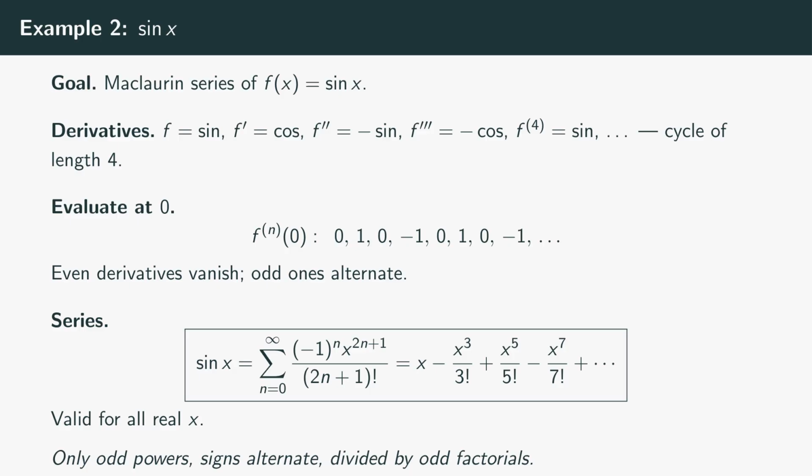Every even index derivative gives 0, which kills the even powers in the series. Every odd index derivative gives plus or minus 1, alternating in sign. Plug in.